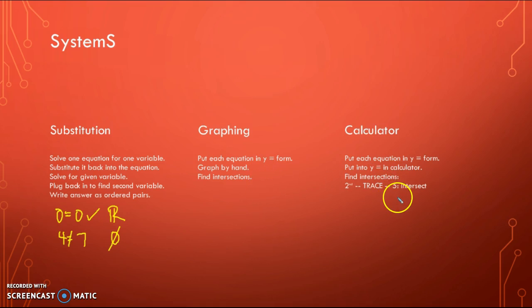Then we talked about doing it on the calculator, letting the calculator do all the work for us. So you got to, again, put them in y equals form because that's the only way you can graph them on the calculator. Go to y equals, put them in 1 and 2. Find your intersections by going second trace 5 intersect.